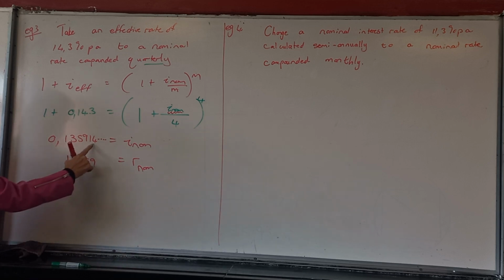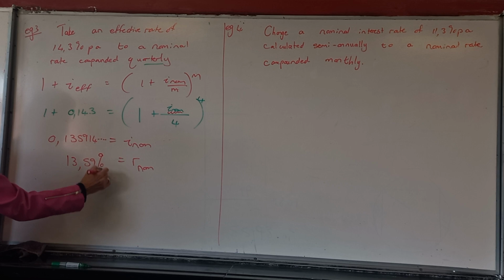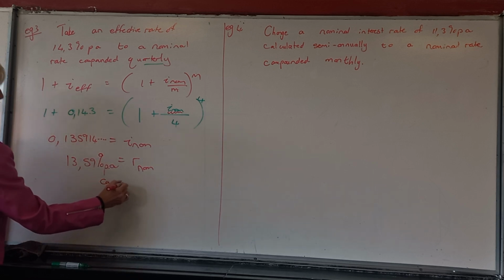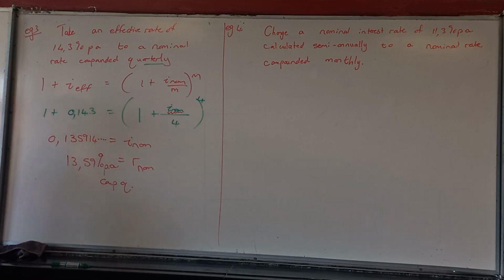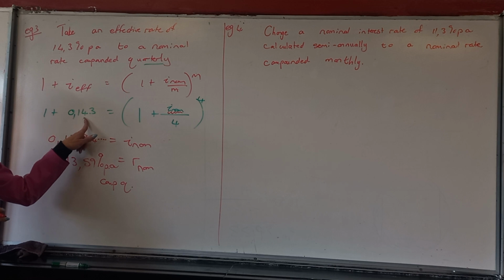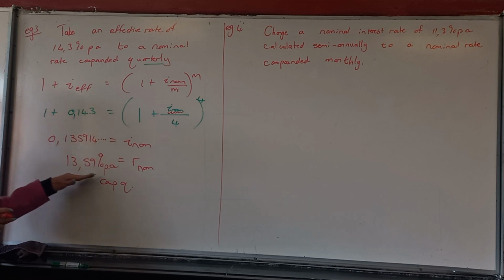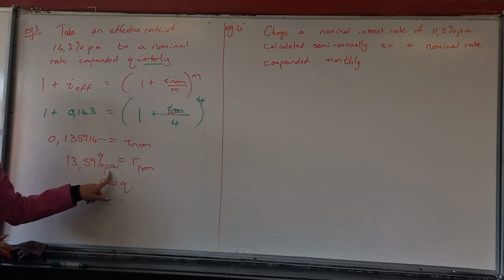And then r nominal would be 13.59%. It doesn't change the 4, the 9% per annum, and it is compounded quarterly. You don't have to write all of that in there. You've taken an effective rate of 14.3% into a nominal rate that was 13.59%. And it makes sense because the nominal should be a little bit less, where the effective is a little bit more. In effect, you get a little bit more because you do it more frequently than just once a year.